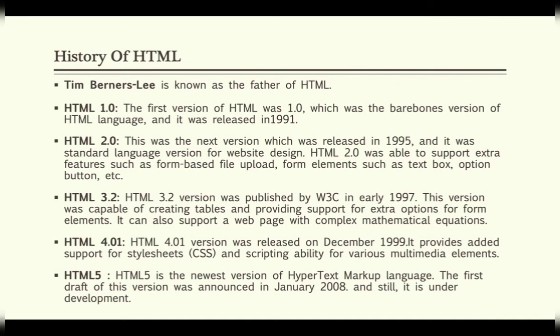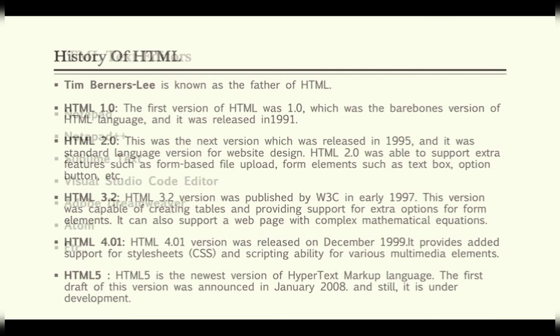After that, HTML 4.01 was released in the year 1999. It provides support for CSS and scripting ability. That is, it supports the CSS language and the JavaScript language also. And HTML5 is the latest version of HTML. It was announced in January 2008, but HTML5 is still under development. So this is the history of HTML.